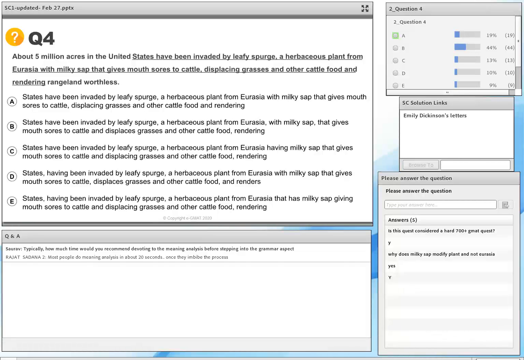Why does milky sap modify plant and not Eurasia? Can Eurasia have milky sap? Does that make sense? Whenever you are in doubt, just ask yourself, does that make sense? That's your mantra for SC questions. Let me see who asked that question. Jillian, can you tell me, does it make sense to say that Eurasia, which is a geographical location, can have milky sap? No, it doesn't. It just doesn't make sense to say that. So the only logical connection that we can make with milky sap is a herbaceous plant.